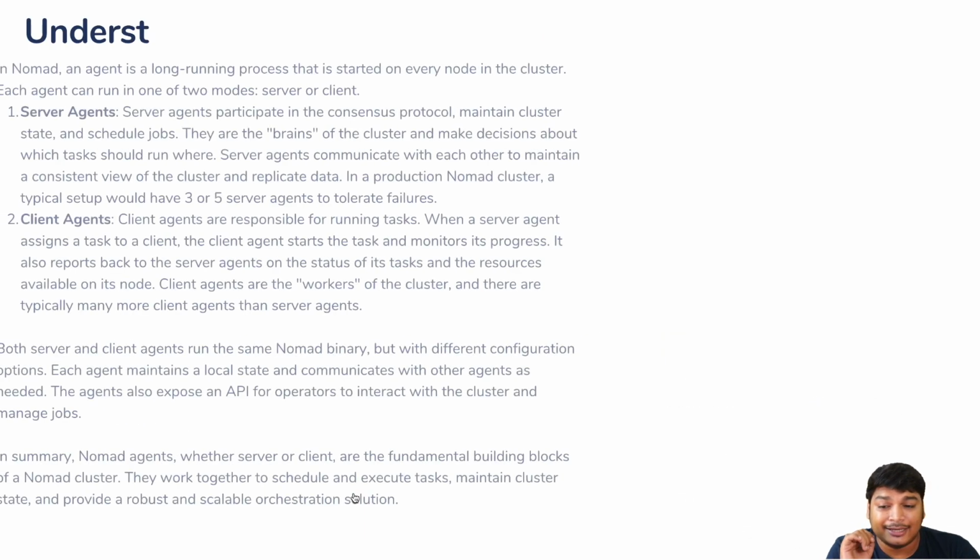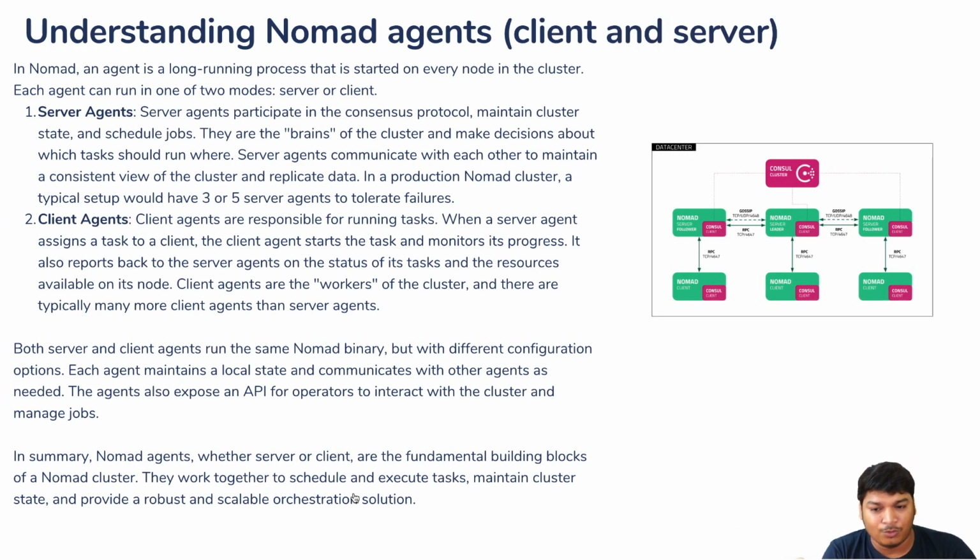Next is understanding the server agents and the client agents. Okay, what are those? So server agents participate in the consensus protocol, maintain cluster state, and schedule the jobs. Okay, and they are the brains of the cluster that make decisions about which task should be running and where it should be running. And server agents communicate with each other to maintain a consistent view of the cluster and replicate data. In a normal production Nomad cluster, a typical setup should be 3 or 5, an odd number of servers, to tolerate failures.